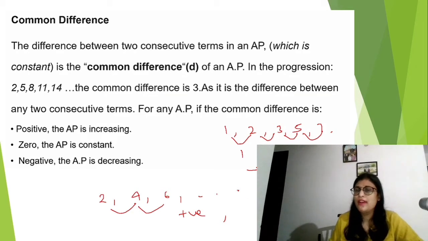Because how do we find the common difference? Second term minus first term. So here we have the second term as 6 and the first term is 8. After subtracting, I will get -2.